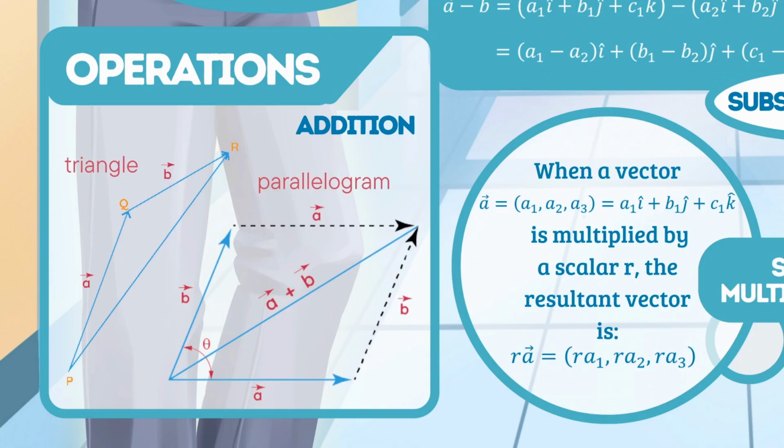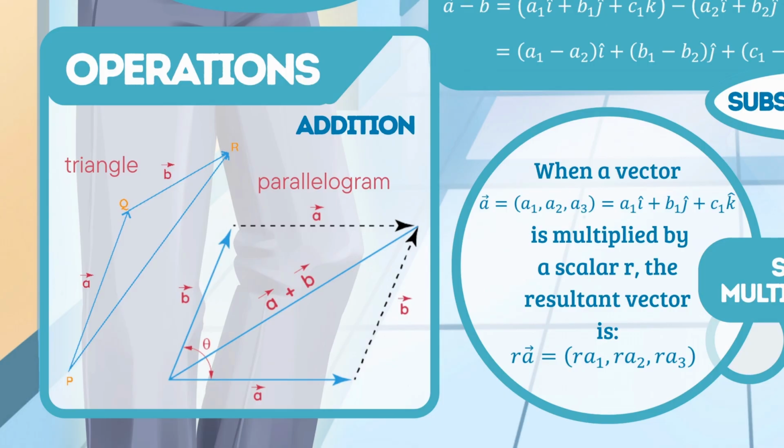The next part is about vector operations, such as addition, subtraction, and scalar multiplication. The first operation is addition. There are two laws of vector addition. The first one is the triangle law. The law states that if two sides of a triangle represent the two vectors acting simultaneously on a body in the same order, then the third side of the triangle represents the resultant vector.